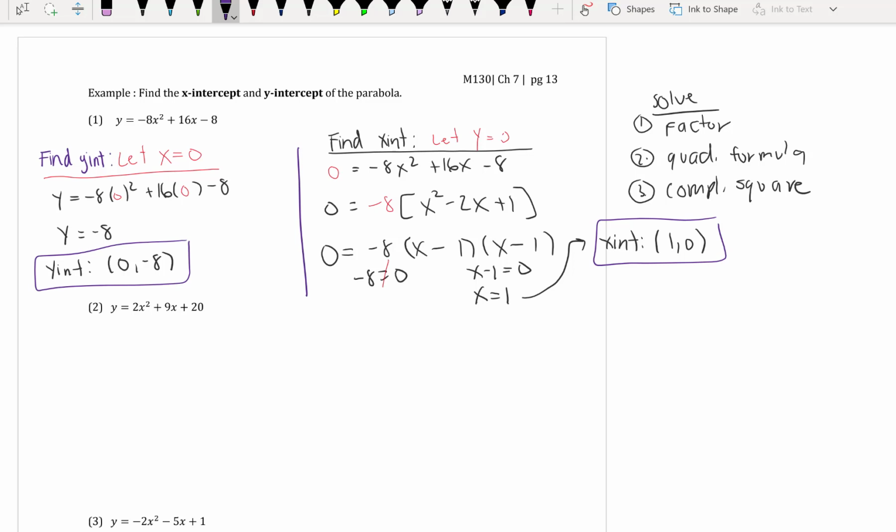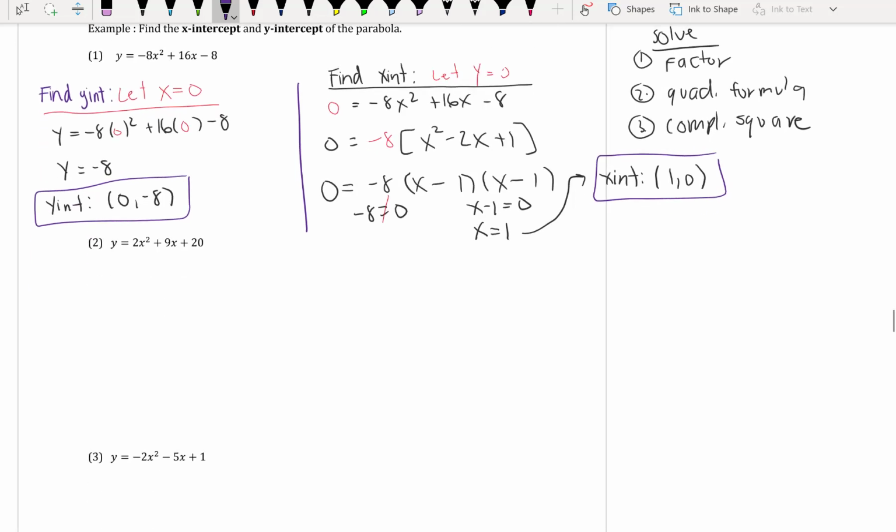Okay, well, let's try that again for number 2. So for number 2, if I'm trying to find the y-intercept, remember we let the x value be 0, so it kind of just cancels out. So I get that y is equal to 20, so my y-intercept is 0, 20. And that would be your y-intercept. And remember, that's because you let your x equal to 0.